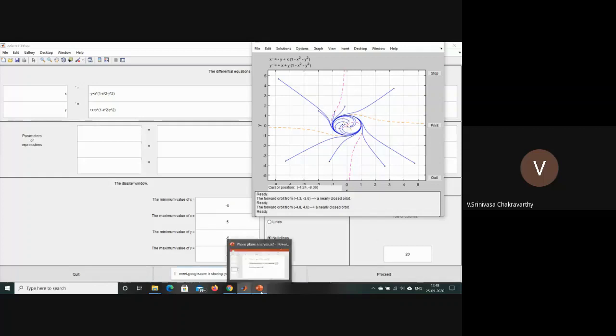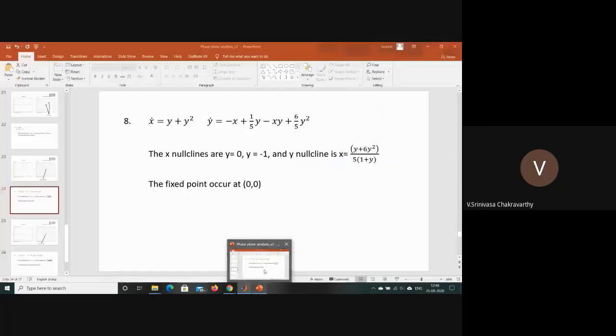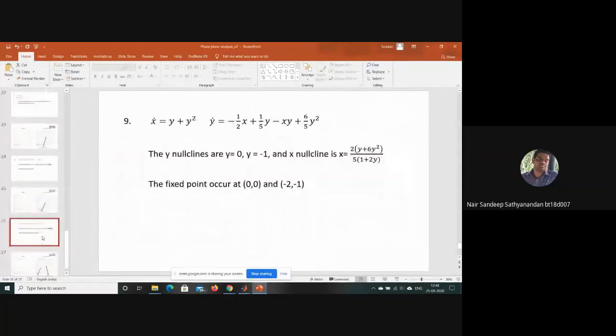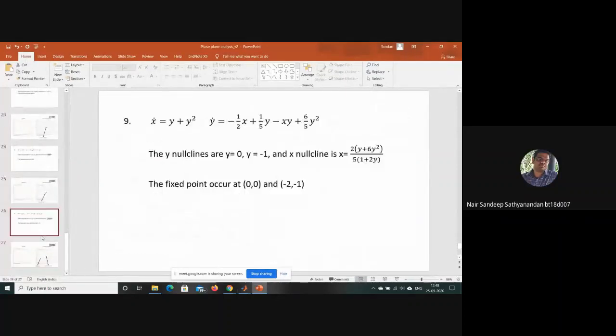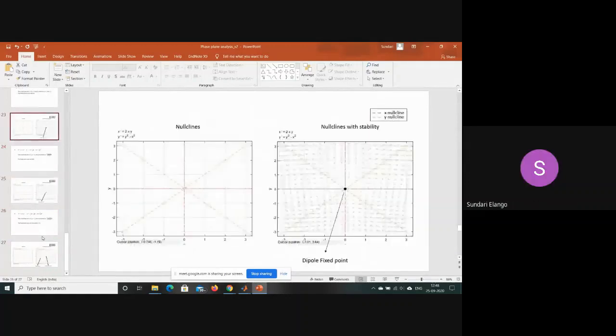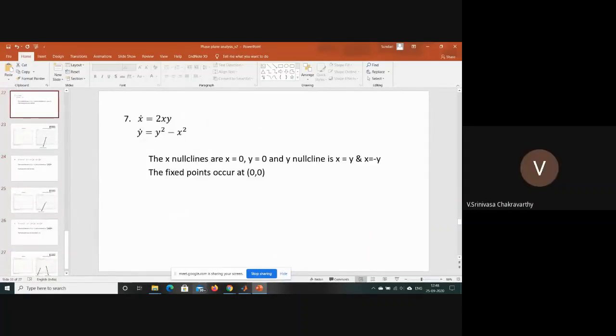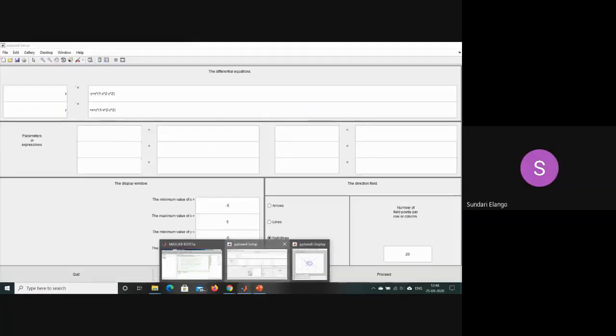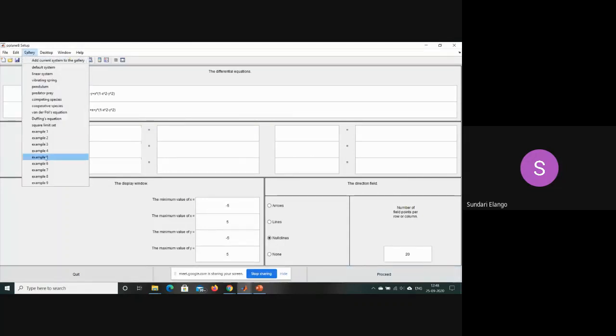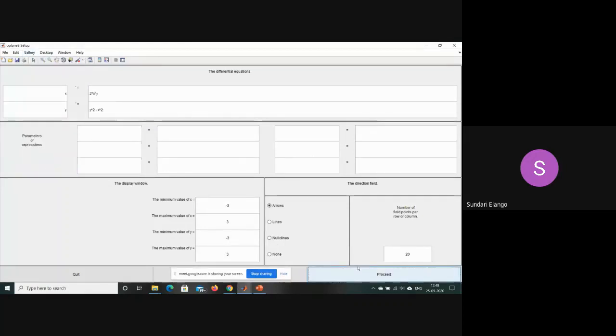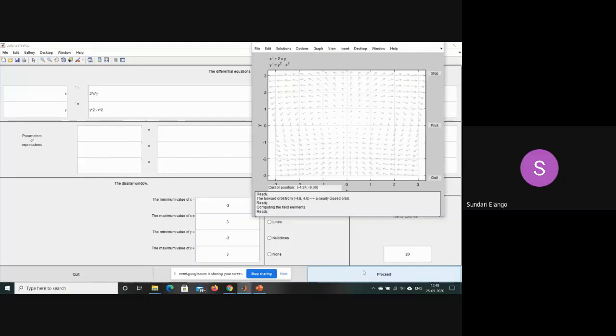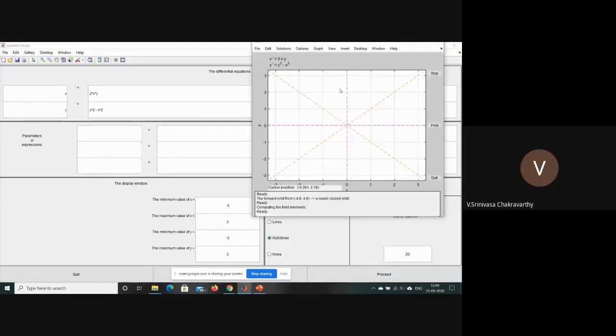Right, sounds good. One more example that was interesting, no? Let's see, 2xy, that dipole fixed point. Yeah, show that. Oh, so these are all straight lines. Null lines are all straight lines, right? Yeah.